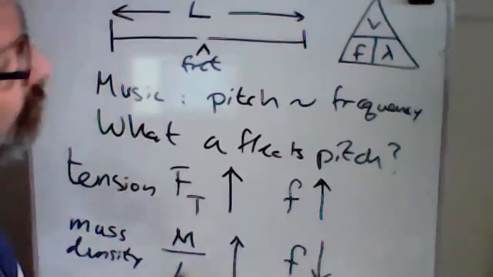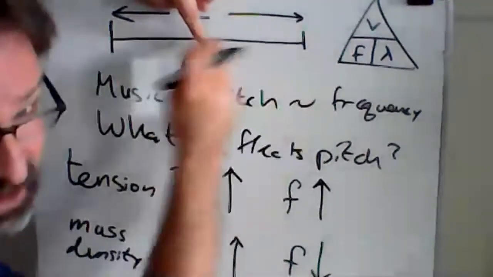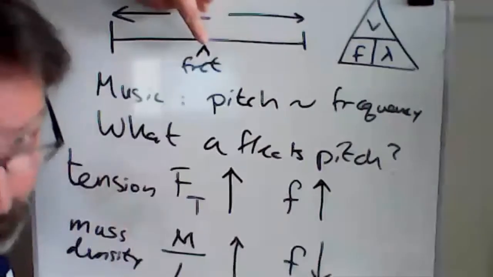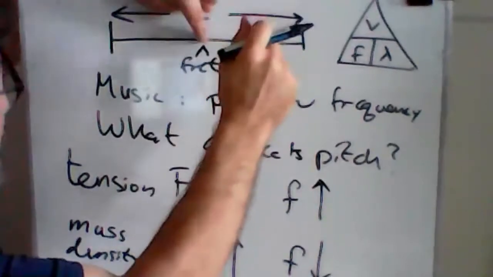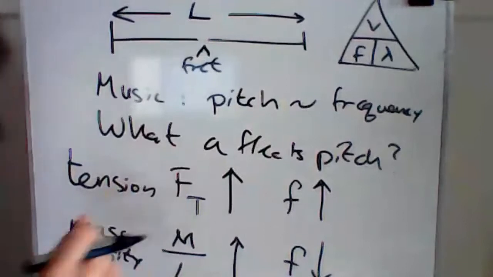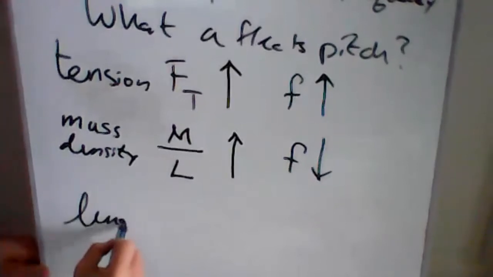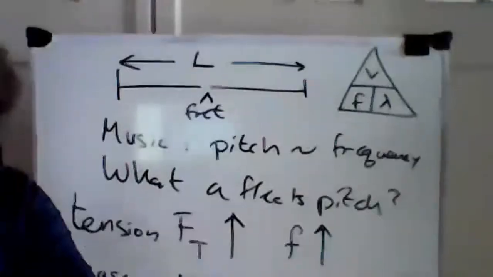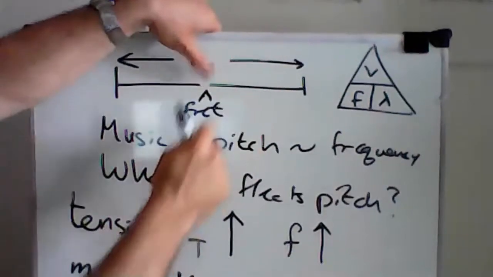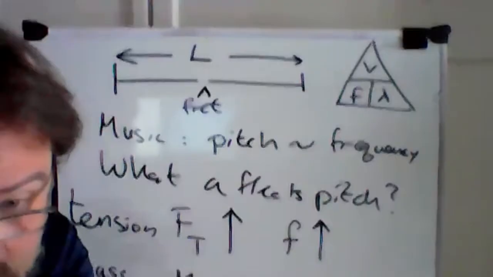Okay, so we see that if we actually take our string and change the length, we can affect the pitch. So for example, bum, bum, bum, okay, makes sense? So we change the pitch by changing the length. So as the length increases, okay, you're gonna have to listen to me one more time. This is about right. Bum, bum, bum, something like that, right? So as you increase the length, what happens to the frequency?